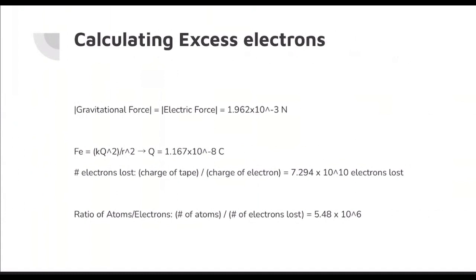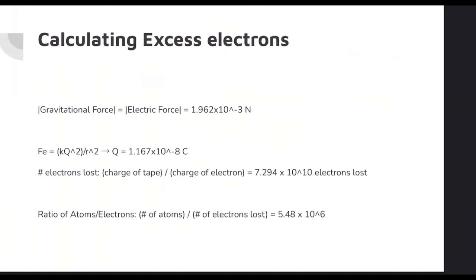And to find the number of electrons lost, we took the charge of the tape and divided it by the charge of an electron, and we found that to be 7.294 times 10 to the 10 electrons lost. And the ratio of atoms to electrons is the number of atoms divided by the number of electrons lost, which we found to be 5.48 times 10 to the 6th.